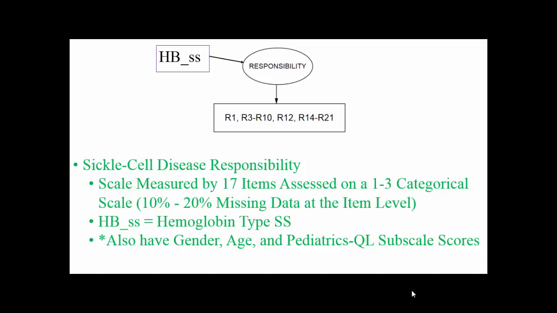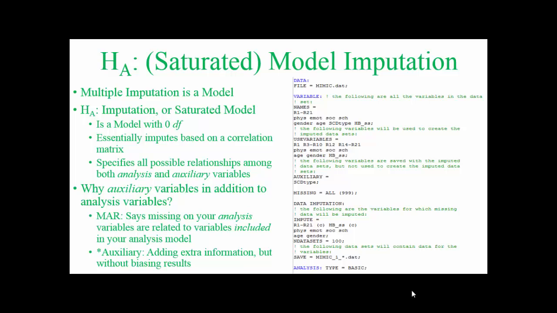They also gave me gender, age, and what's called pediatric quality of life subscale score. So I've got extra information with which to work. That's going to come in very, very handy. So, after banging my head against a brick wall often, I found that one way I could handle the missing data is with what is so-called saturated model or alternative hypothesis model imputation. So what is that? What are we talking about?